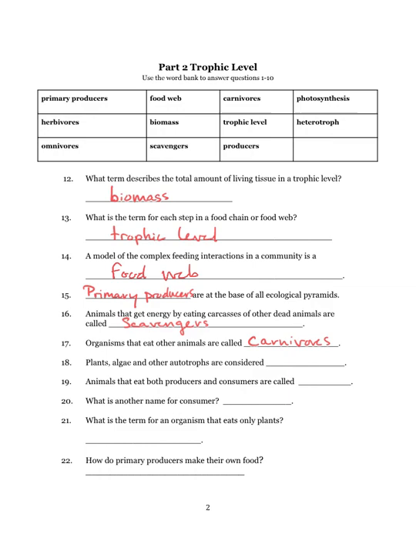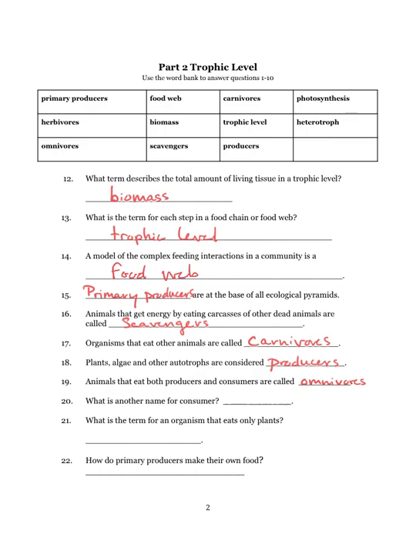Number 18 says plants, algae, and other autotrophs are considered, and those are producers. Remember, anything that produces its own food by using energy from the sun is an autotroph. Number 19 says that animals that eat both producers and consumers are called omnivores. And so remember, any omnivore is going to be at least a secondary consumer, but it can use plants and animals in its diet. Number 20 says, what is another name for consumer?